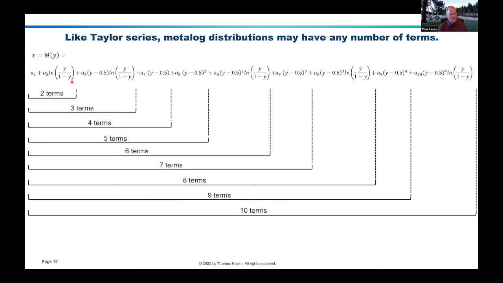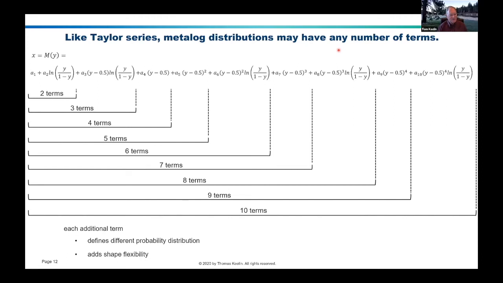And this equation is the basic Metalog distribution. And this is x as a function of y, and it can have any number of terms. There's a two-term Metalog, which is the logistic distribution exactly. If you just use the first three terms of this series, it's a three-term, first four terms, five terms, and so forth. Okay, I've got it all the way up to 10 terms, but you can have any number of terms. In principle, you can have an infinite number of terms. It's just like a Taylor series in that sense.